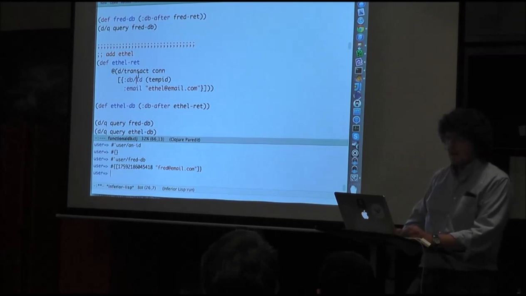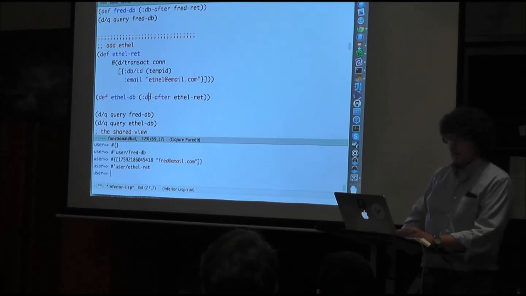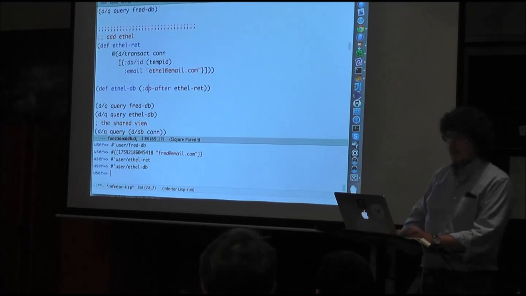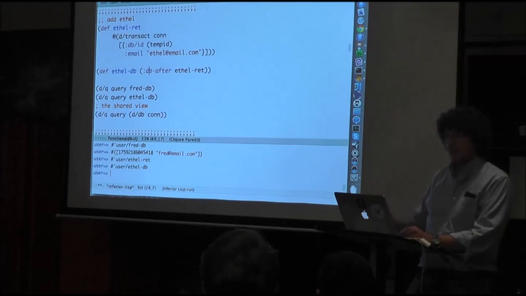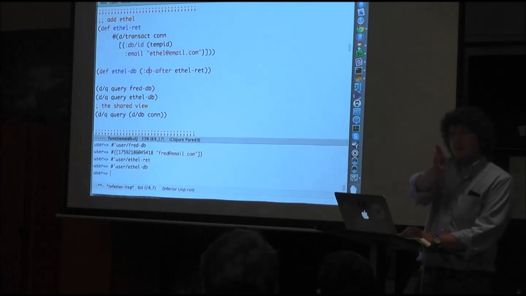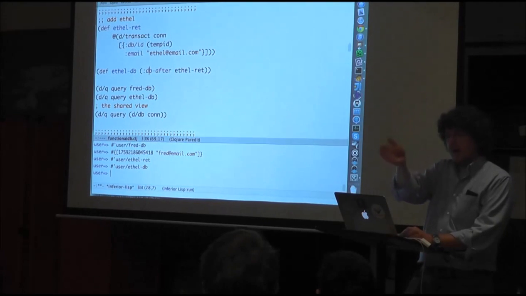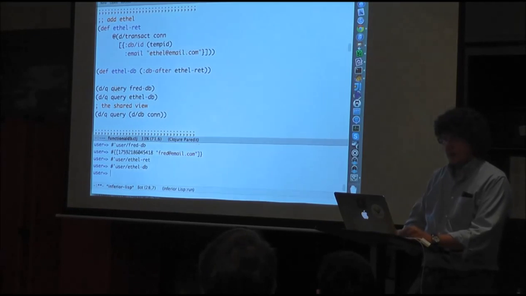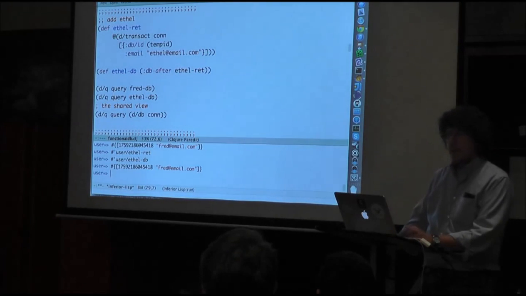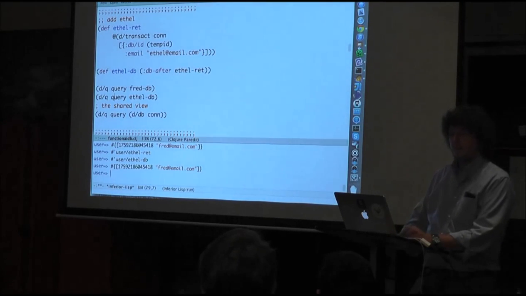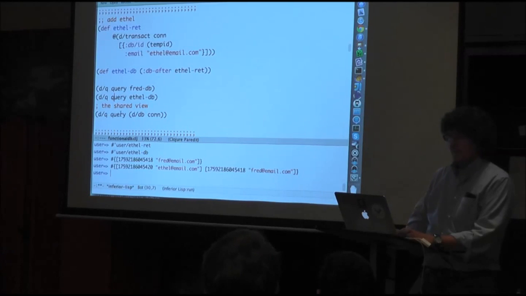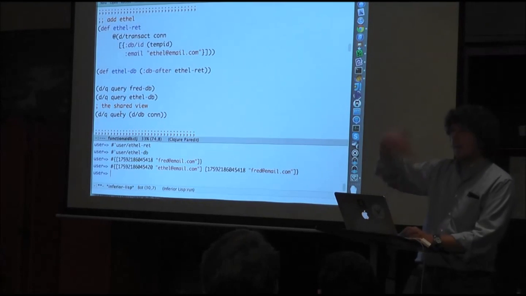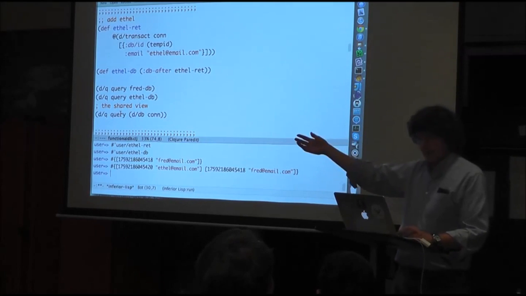So we'll do another transaction, just adding Ethel exactly the same way we did Fred. Get the same kind of return value, right? The database after, we're going to call the EthelDB. This is the value database after doing Ethel. So we now have NewDB, which is after the schema, FredDB, which is after Fred, and EthelDB, which is after Ethel, right? And the same thing, FredDB doesn't change. EthelDB has what? Fred and Ethel, right? And if we go back over the connection, say latest, what about the latest?